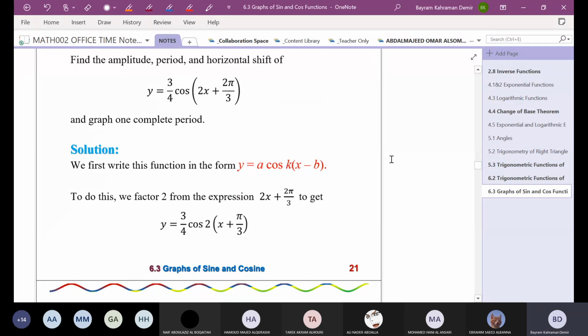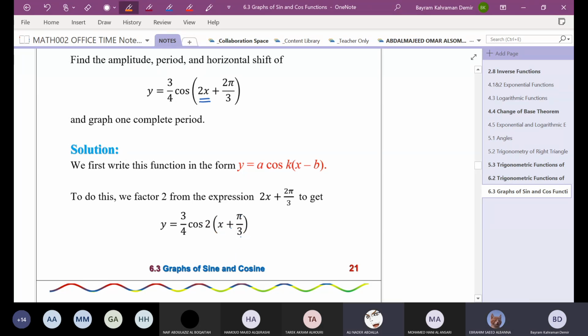Somebody was asking, what do we do if you have this 2x here? Of course, when you have 2x plus 2 pi over 3, you need to take 2 as a common factor. So you will get x plus pi over 3 here. You take the 2 out, so you will get 2 times x plus pi over 3. Now, understood? Who was asking this question?